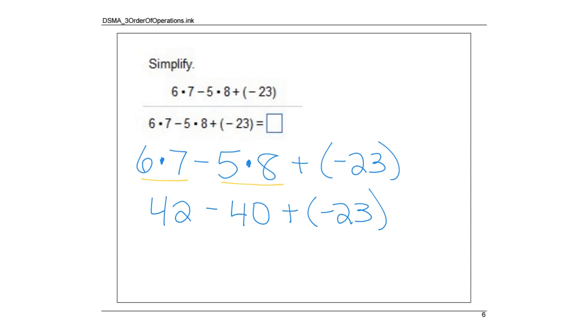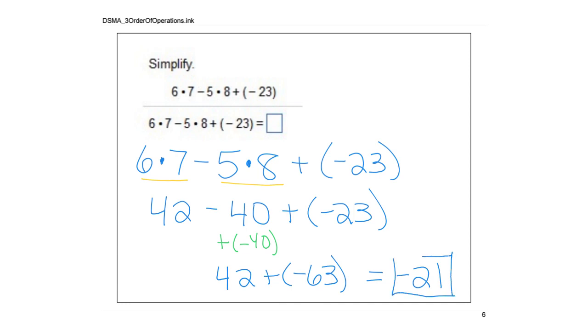Okay, so we're left with just addition and subtraction. Remember that when you see -40, it's the same as plus a -40. I know that's kind of weird looking, but that's what happens. So me personally, I like to add all my positive numbers and my negative numbers together. So I'm going to add -40 and -23. That's going to give me -63. And so then when I add those two together, I get -21.